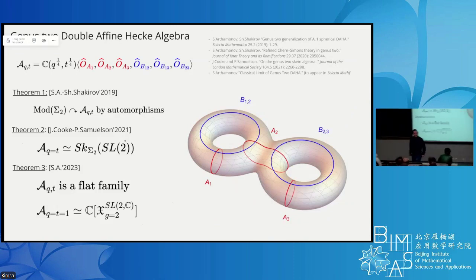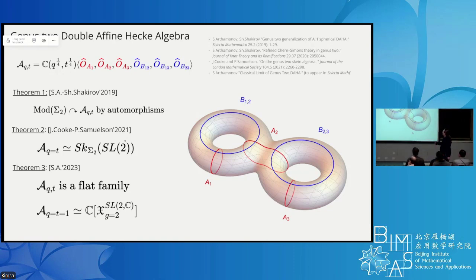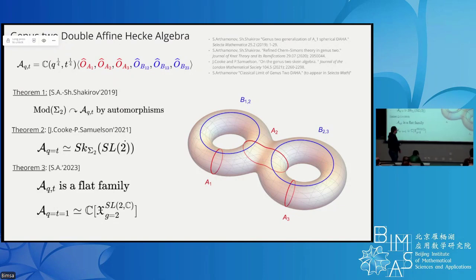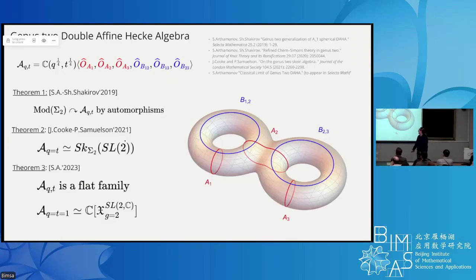So in 2019, absolutely not thinking about symplectic resolutions or anything like this, Semeon Arthamonov and I proposed an algebra which generalizes the spherical subalgebra of the double affine Hecke algebra for genus 2. We proposed it as an algebra of difference operators. So roughly, these are commuting Hamiltonians. These are multiplication operators. So there is a common system of eigenfunctions for these commuting Hamiltonians, which we solved. And what was built into our construction is that the mapping class group of a genus 2 surface now acts by automorphisms of this algebra. So this algebra has a huge collection of automorphisms, which is the mapping class group of a genus 2 surface.